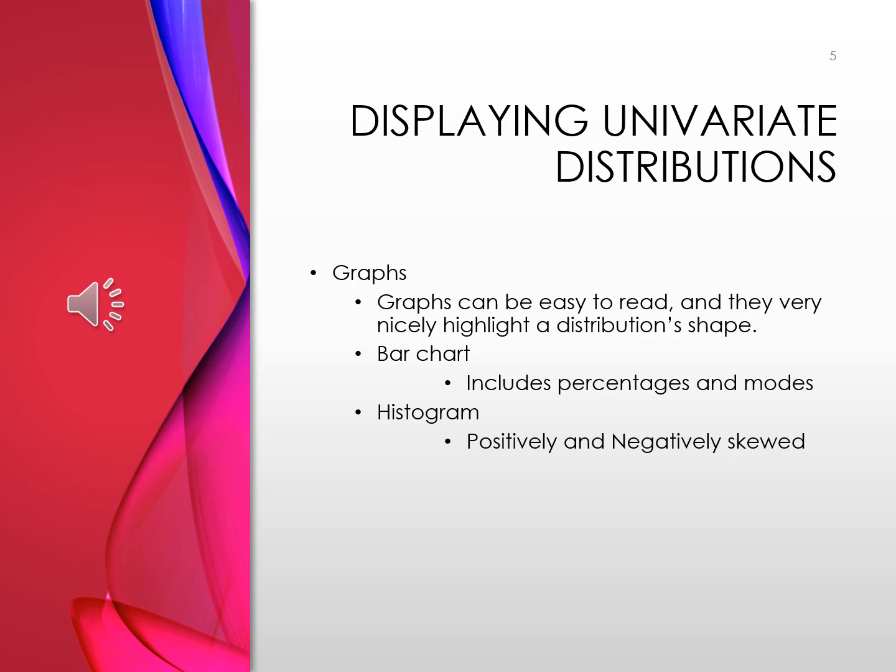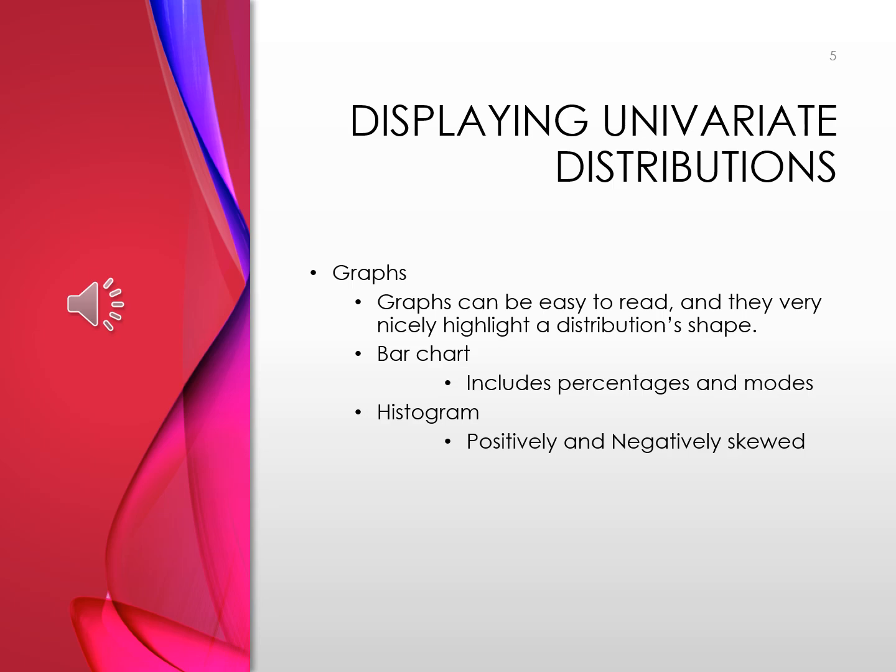A percentage is a relative frequency that's computed by dividing the frequency of cases in a particular category by the total number of cases, and then you multiply by 100. The mode is the most frequent value in a distribution, also termed the probability average. The histogram is a graphic for quantitative variables in which the variable's distribution is displayed with adjacent bars. So these are positively and negatively skewed.